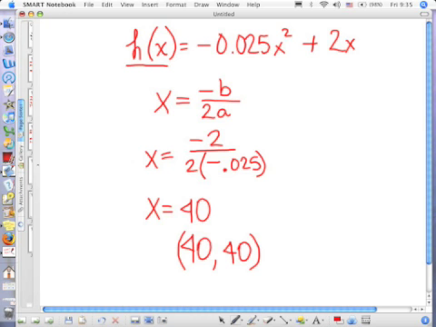Now, what that means is this. The measures are being given in meters. When x, which represents the distance between the two bases, when the distance between the feet of this thing is 40 meters apart, the height is also 40 meters. That's what it means, okay? And that's the highest that you can get it.